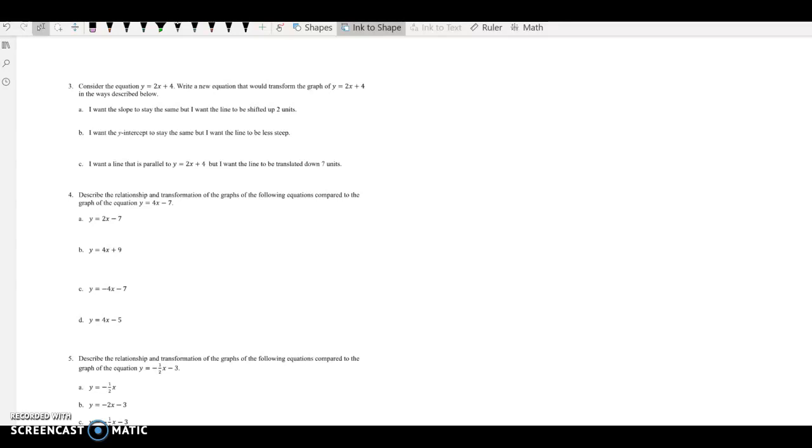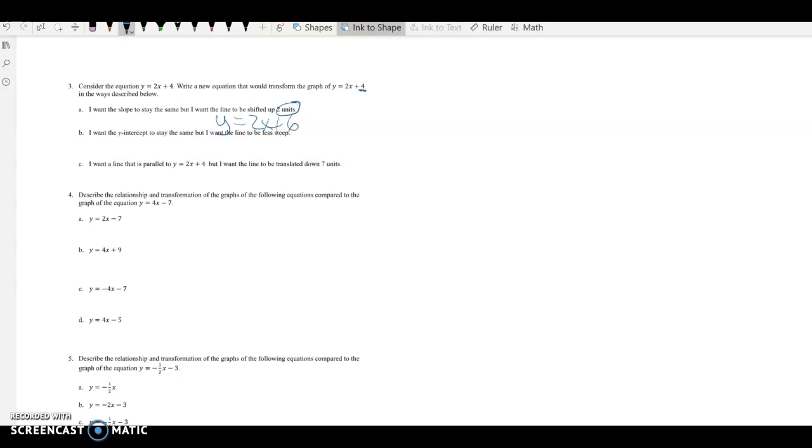I want my slope to stay the same. Okay, so that means we'll have y equals 2x. But I want to shift up 2 units from where I'm at. Well, in order to shift up, that's impacting my b. So if I was at 4 on my y-intercept, I need to add 2 to that, so plus 6.